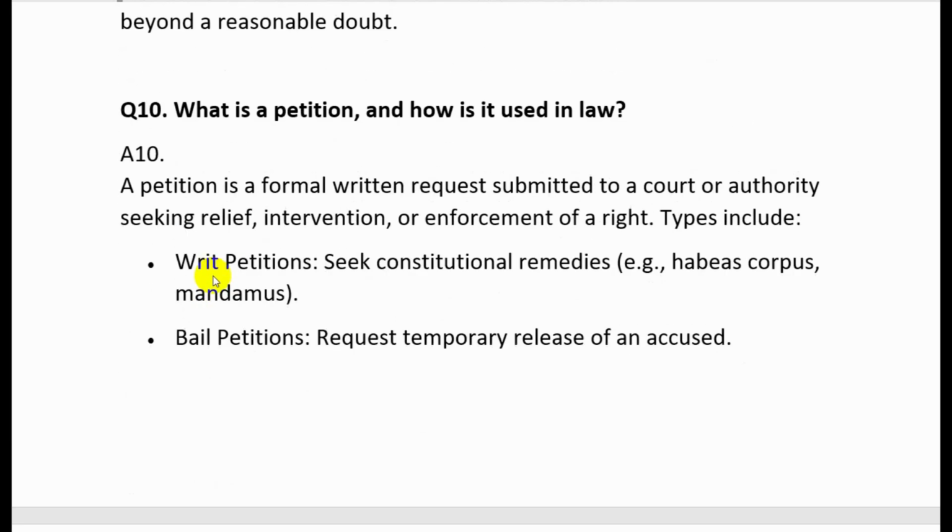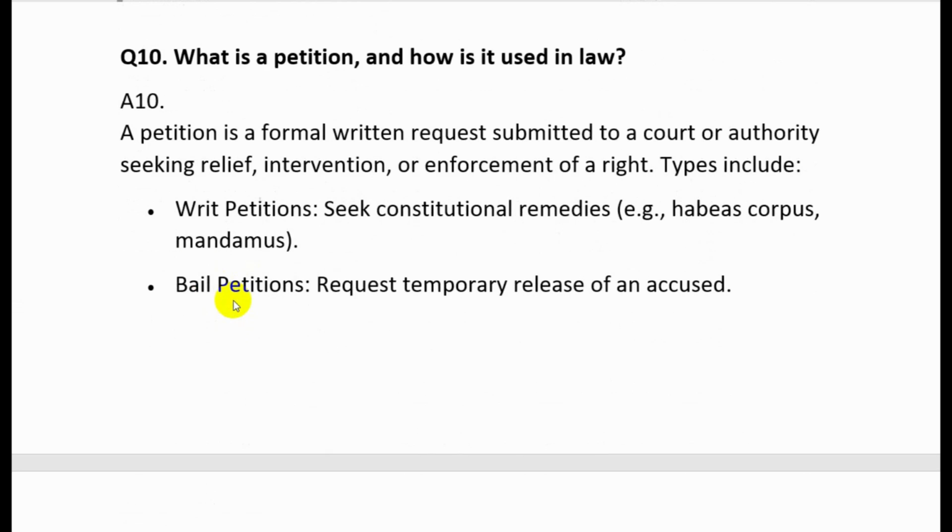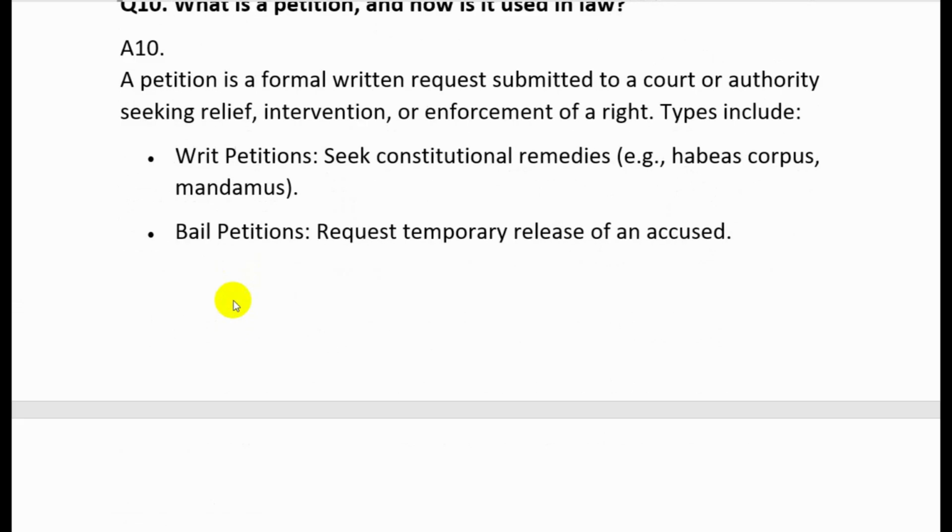What is a petition and how is it used in law? A petition is a formal written request submitted to a court or authority seeking relief, intervention, or enforcement of a right. The different types of petitions include writ petitions, bail petitions, and public interest litigations. Writ petitions include habeas corpus, mandamus, and other writ petitions that we discussed in the earlier questions.